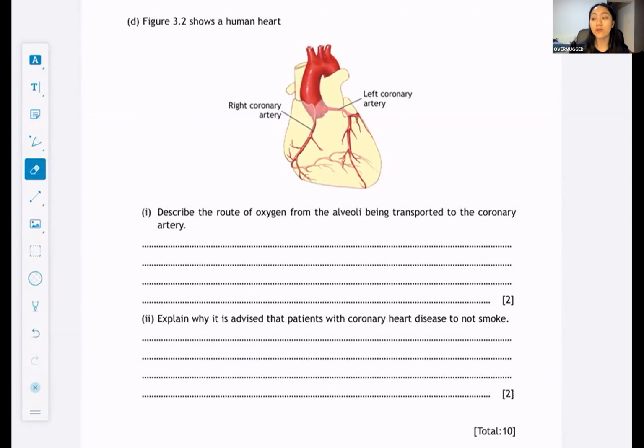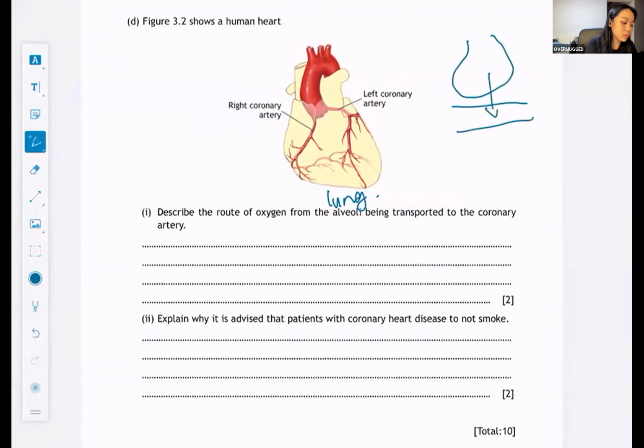So in this case, when we talk about describing the route of oxygen from the alveoli being transported to the coronary artery, some of my students look at this and they're like, what? How would I know the path? But think clearly, think more in depth, right? The alveoli is in the lung. What is the role of the lung in this whole transport system, in the transport in humans part? It is linking to our pulmonary artery, pulmonary vein. So the oxygen in the alveoli comes into the blood capillaries. Then the blood gets oxygenated. Where will it go? It will go back to the heart, left side.